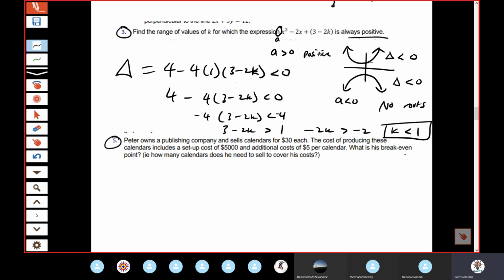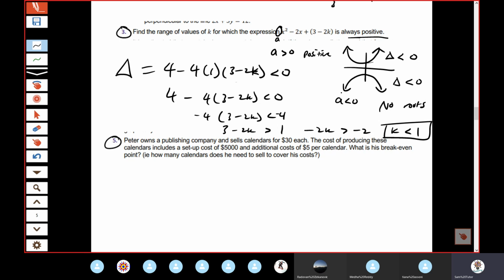As long as your k value is less than 1, this parabola will always be positive. So essentially it will never have a root, as long as k is less than 1. If k equals 1, it'll probably have 1 root. If k is bigger than 1, it'll have more than 1 root. And you can test it and check it out, but that's the idea.